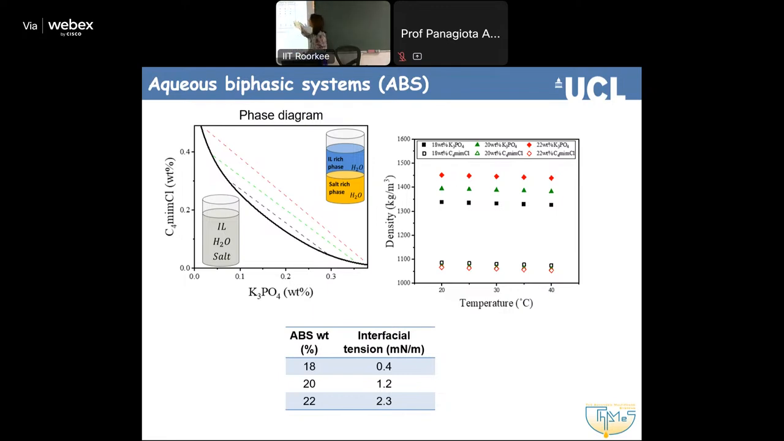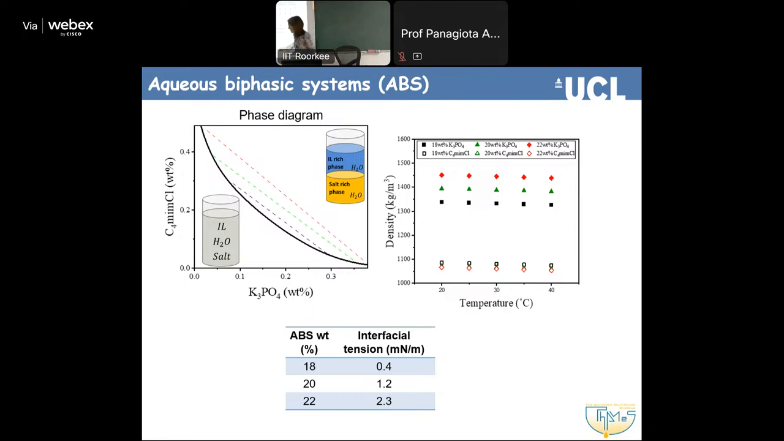Some other results: here we have a top and a bottom phase. One has more ionic liquid, and we call it the ionic liquid rich phase, and the other has more salt. But they are two phases. We see an interface. So these are some properties, the densities. There is some density difference between the two phases, which is nice if we want to do separation of the two phases in the end based on gravity. And some interfacial tension, just to show you that indeed the interfacial tensions are very, very low.